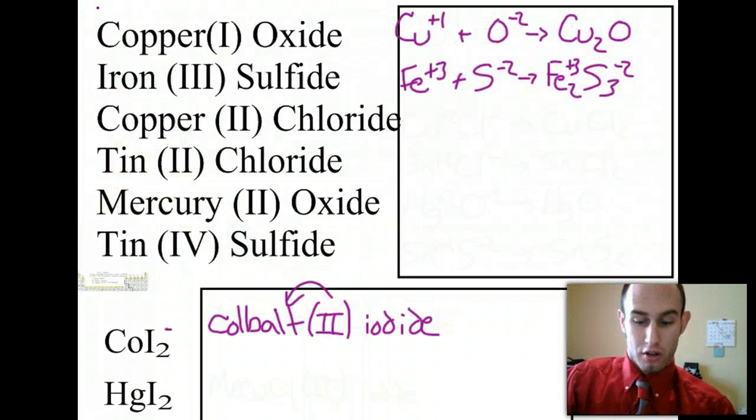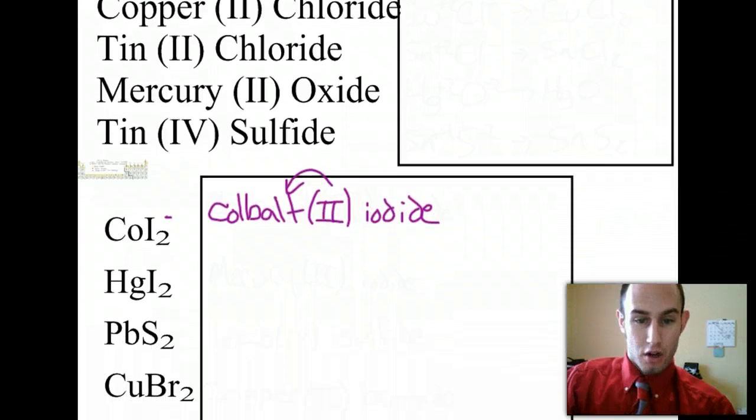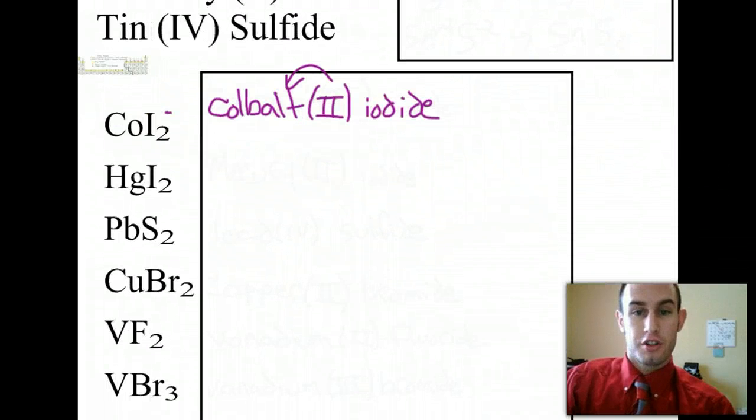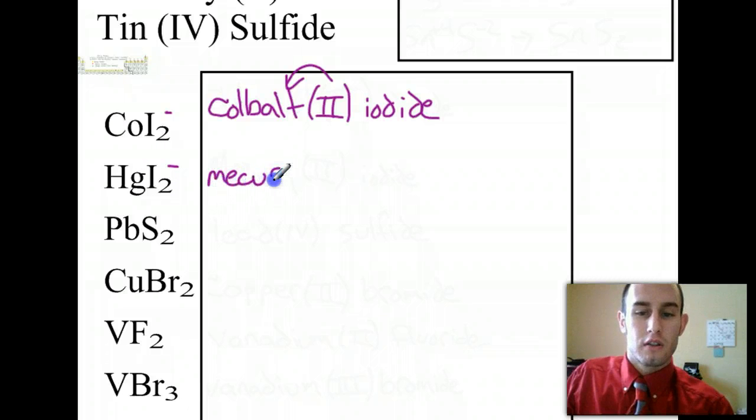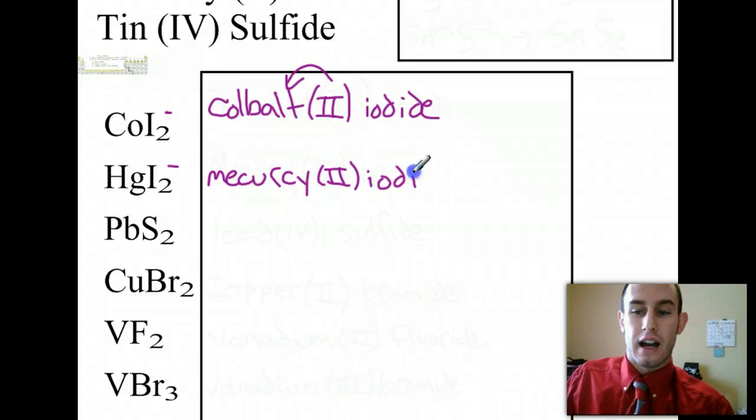So let's go ahead and look here at our naming. I know iodine is a -1 charge. I need to make it a balanced compound, a neutral compound. So I end up here with mercury. And overall this is -2, so mercury is going to have to end up being a +2. I only have one mercury, so it has to be a +2 to balance my iodide's -2 charge.